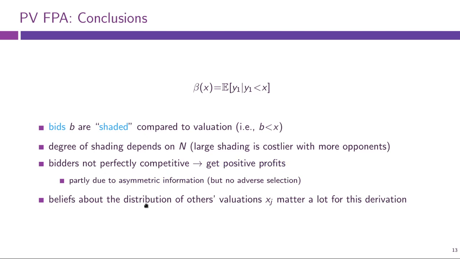And another small takeaway is that the derivation that we have here really depends a lot on the belief about the distribution of others' valuations, xj. But if you go back to all the other models we've considered, it's the case everywhere. So you have some kinds of expectations everywhere, so your beliefs about the distributions matter a lot everywhere.